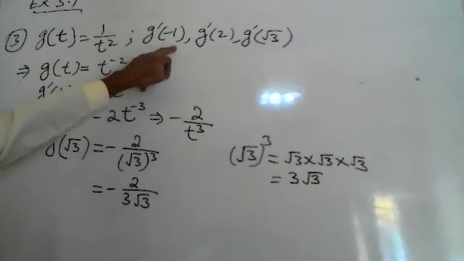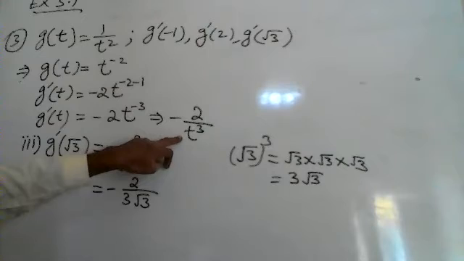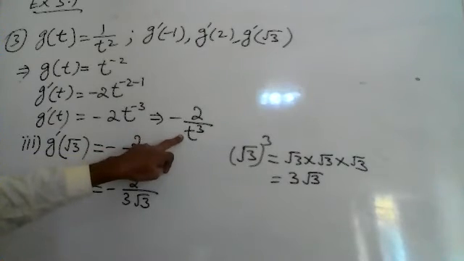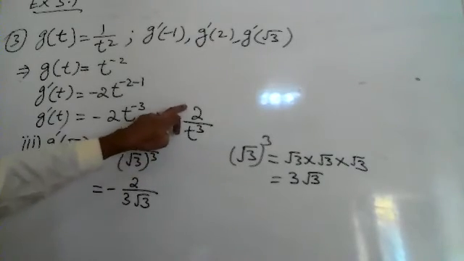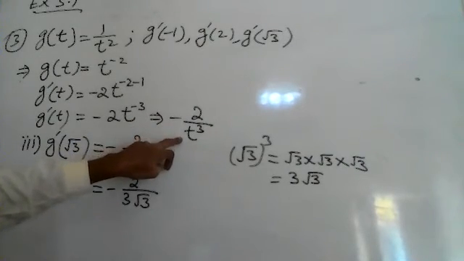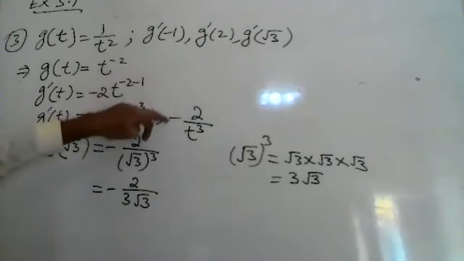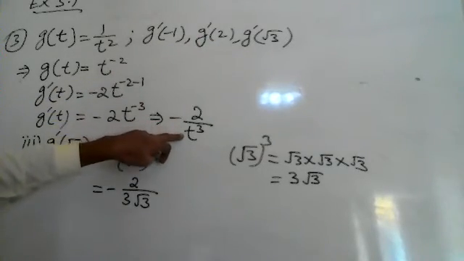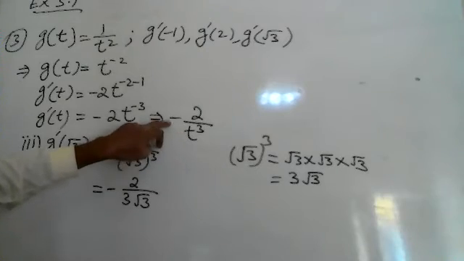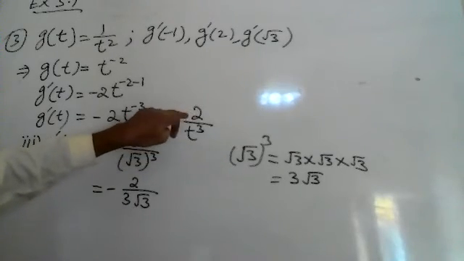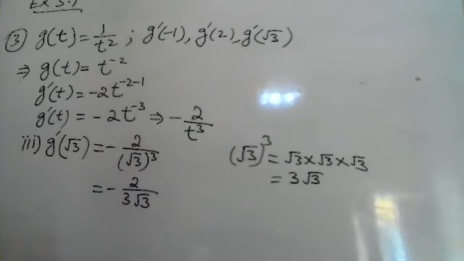And for g dash minus 1, minus 1 raised to power 3 will be minus 1. So minus into minus will be 2 upon 1. The answer will be 2. And for the second part, minus 2 upon 2 raised to power 3, which is 8. Minus 2 upon 8, 2 ones are 2, 2 fours are 8. So minus 1 upon 4 will be the answer for the second part.